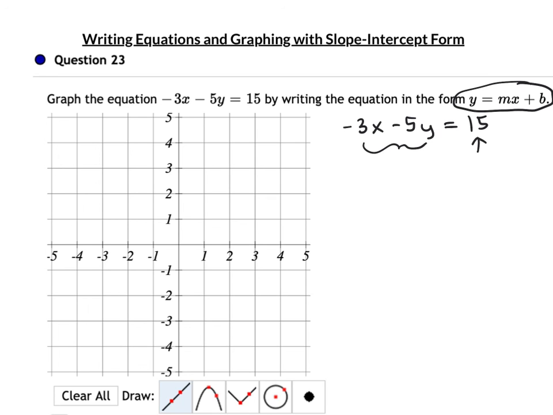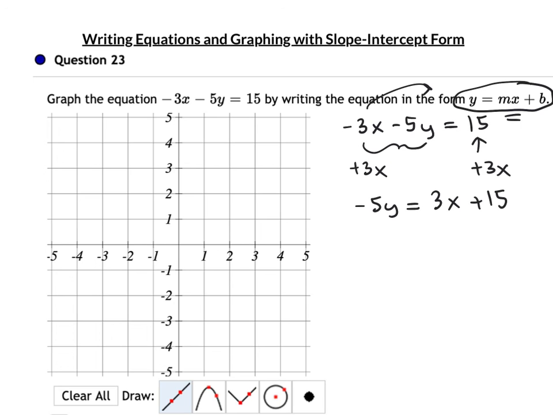Let's solve for y. First of all, we'll move the 3x to the other side. We're going to add 3x. When you add 3x, you cannot add 3x to 15. They're not like terms. There's no x on the 15. That's negative 5y equals, I'm going to put that in front, 3x plus 15, because I'm headed towards mx plus b and it's positive 15.